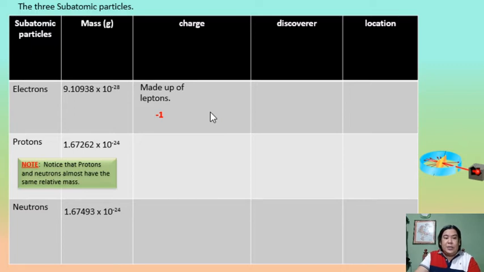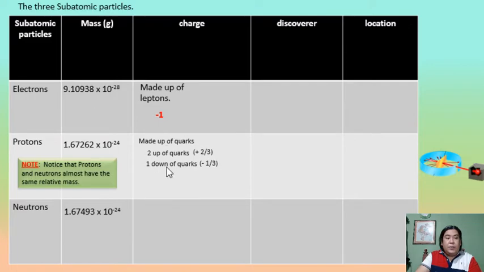So electrons are made up of leptons, while protons are made up of quarks. Okay? So there are two types of quarks, namely the up quark and the down quark. Meron silang mga value. For up quark, the value is positive 2/3, while the value for down quarks is negative 1/3.